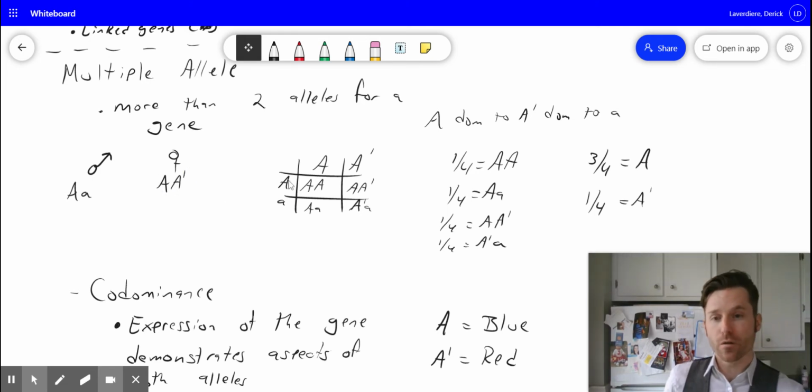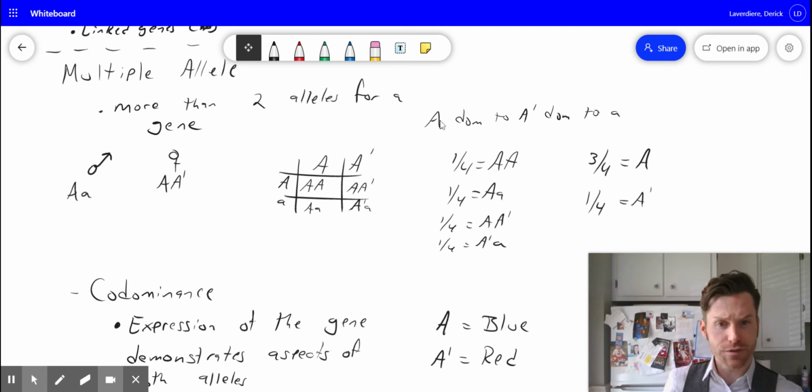So I do my meiosis, I get my gametes. This is a spermie, this is a spermie, this is an eggy, this is an eggy. On this fateful day, if this spermie meets this eggy, the baby is going to be homozygous big A. If this spermie meets this eggy, I have a heterozygous big A, big A prime. If this spermie meets this eggy, I have a big A, little a heterozygote. And if this spermie meets this eggy, I have a big A prime, little a heterozygote organism. So it's 1 of 4 for all these different genotypes.